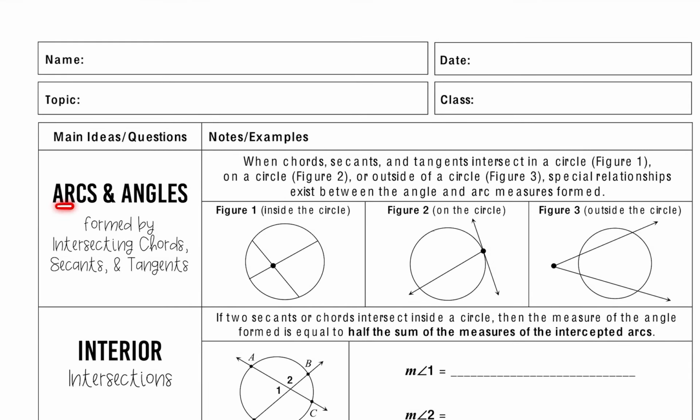Okay, so today you're going to learn how to find arcs and angles that are formed by intersecting chords, secants, and tangents. Okay, so first we're going to title this lesson 10.7.